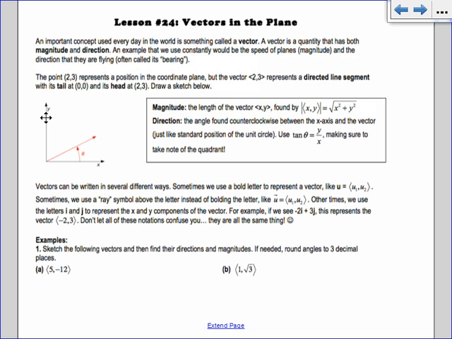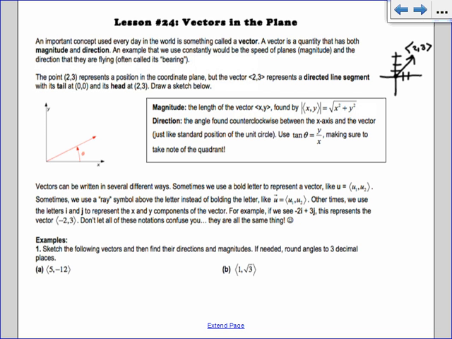The point (2, 3) represents a position in the coordinate plane. So if I have the point (2, 3), it's right here. But the vector, as you see, has a different notation, not parentheses, but the little arrows, and represents a directed line segment. Its tail would be at (0, 0), and the head, or the tip, would be at (2, 3). So this would be the vector ⟨2, 3⟩. And we'll talk about how vectors can move around and so on, but that's the basic vector ⟨2, 3⟩.